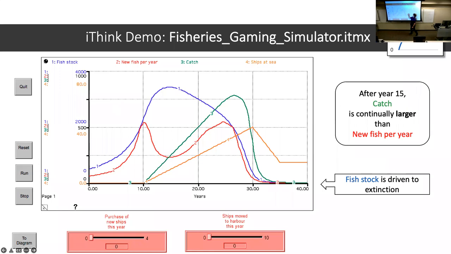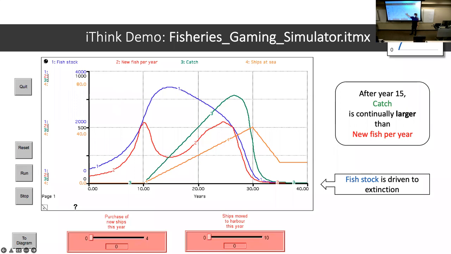But underneath the water, the fish, this balance, it's kind of like a savings account. You're starting to spend your principal. So you're living off interest initially, and then now you're living off the principal, and eventually you're going to deplete all the money in your bank account. And so that's kind of what's happening here.